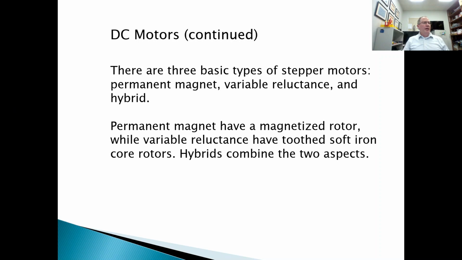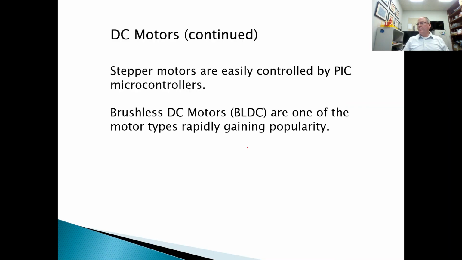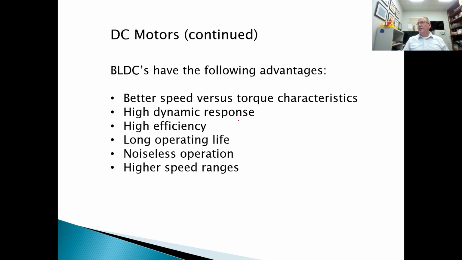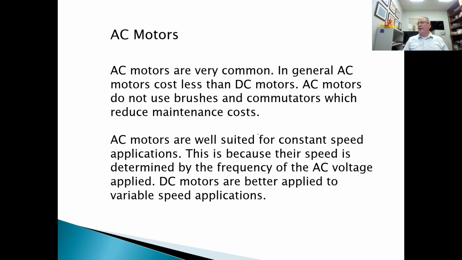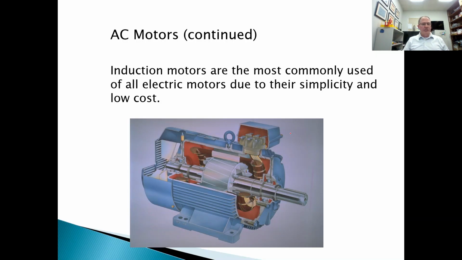All right, so I'm going to leave some of this material for you to look at. You can read up on the DC motors. So here's a typical stepper motor that's found in your inkjet printers, and there's also brushless DC motors, which have higher dynamic response, higher efficiency, longer life, and they're really quiet. So those are very common. Here's some AC motor information. So I'm going to leave the rest of this for you to read, which is only a few more slides here.